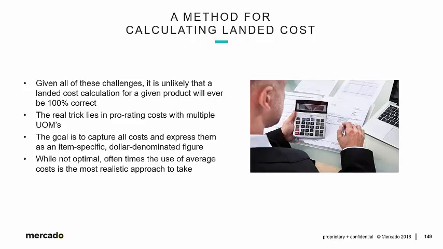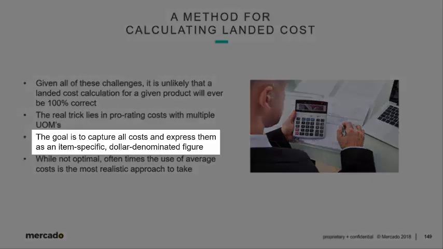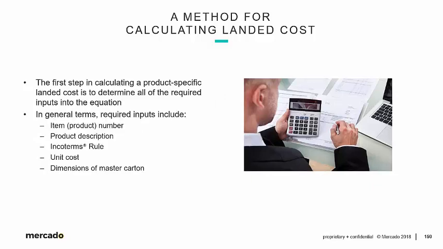As we've said a couple of times now, the real trick lies in prorating costs with multiple units of measure. Hopefully, we made some progress in illustrating that point in the previous section. The goal is to capture all costs and express them as an item-specific dollar-denominated figure. Admittedly, and while not optimal, oftentimes the use of average costs is the most realistic approach to take. Let's forge ahead and see what we're talking about.